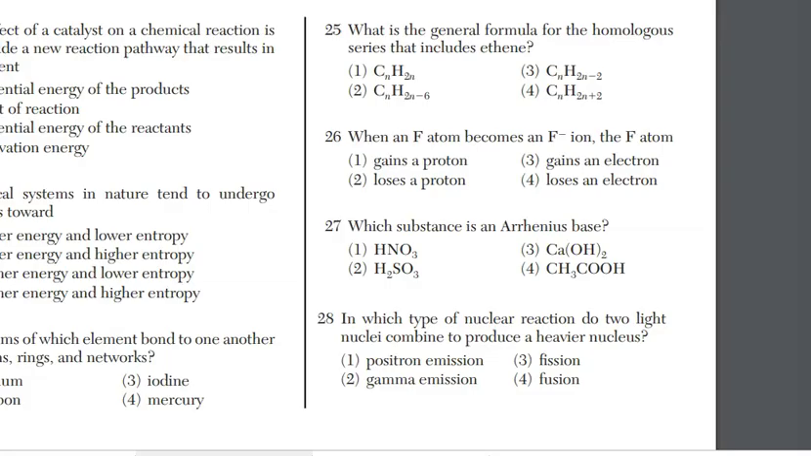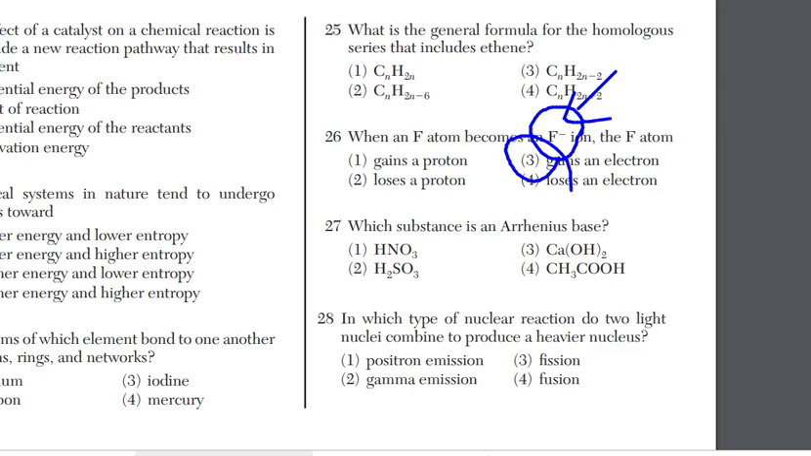Question 26. When fluorine becomes a fluoride ion, or F minus, that minus sign means that atom has gained an electron. That's choice 3, right? Fluorine is a nonmetal. It's on the right-hand side of the table. Nonmetals gain electrons, while metals on the left-hand side give electrons. So our nonmetals have our negative charges, and our metals have our positive.